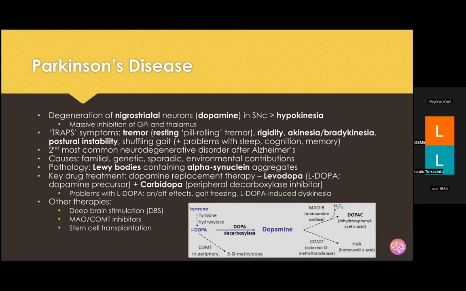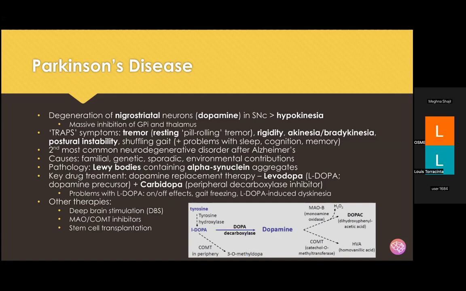And there are also problems with things like digestion and so on that can actually come before you get the movement symptoms. So the movement symptoms are actually a later sign of Parkinson's. It's the second most common neurodegenerative disorder after Alzheimer's. There are lots of different causes: familial, genetic, sporadic, environmental. The pathology is complex, but it probably involves Lewy bodies containing alpha-synuclein aggregates that build up and damage the subthalamic nucleus. Sorry, I keep making that mistake. The substantia nigra. I always get this confused.